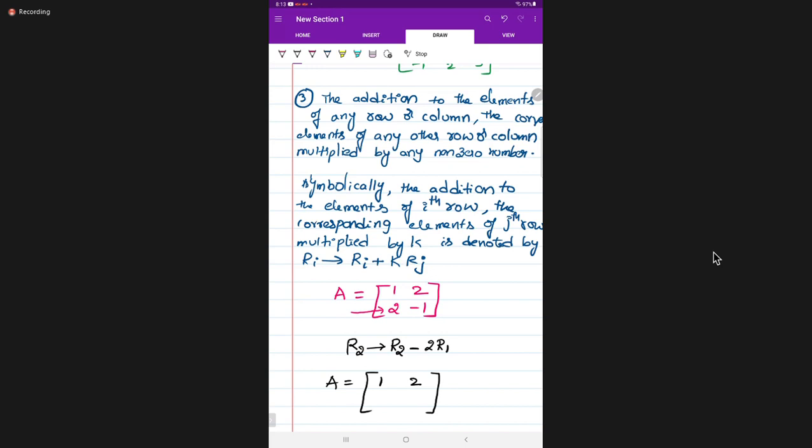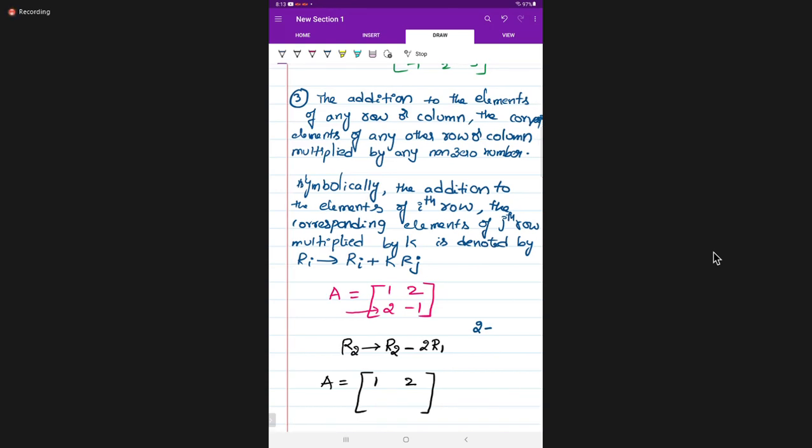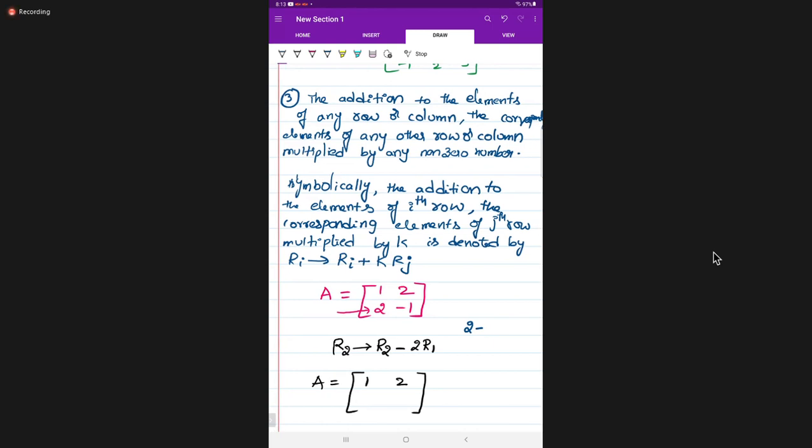What's the doubt? Of any rows and columns, the corresponding elements of any other row or column multiplied by any non-zero number. Okay. Now tell me, students.